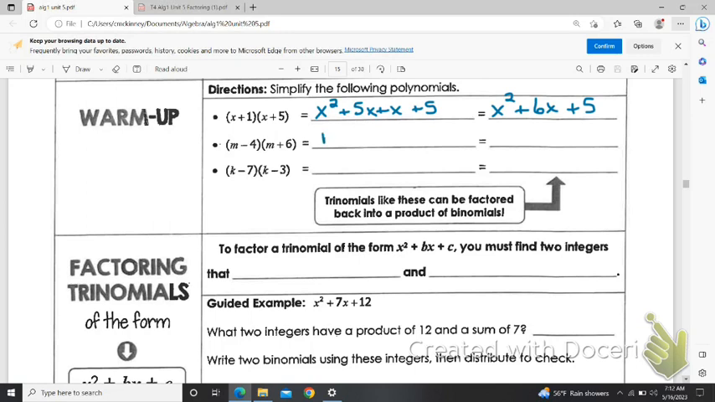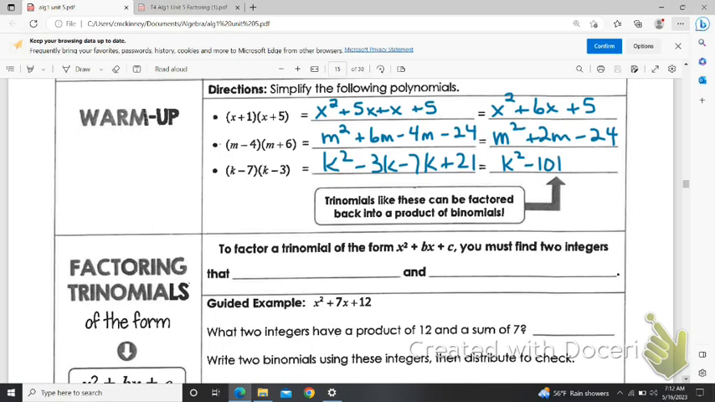Doesn't matter, it could be an m instead, so m squared plus 6m minus 4m minus 24. And then notice when they're different signs, those two middle terms, when we combine them, subtract. And then this last one, k squared minus 3k minus 7k plus 21. And then the middle, again, combines. Two negatives add up to be a bigger negative.